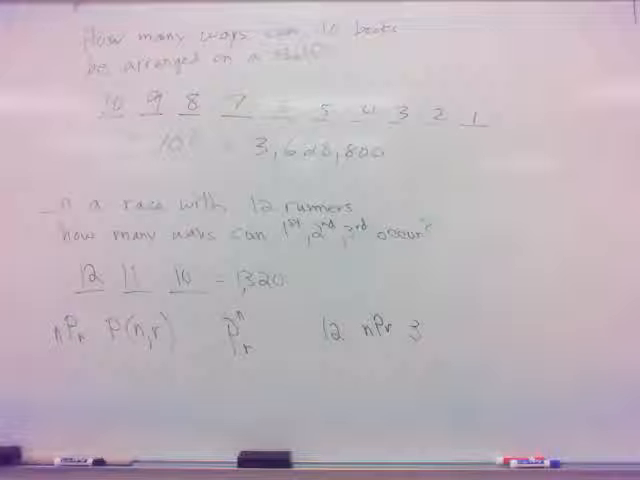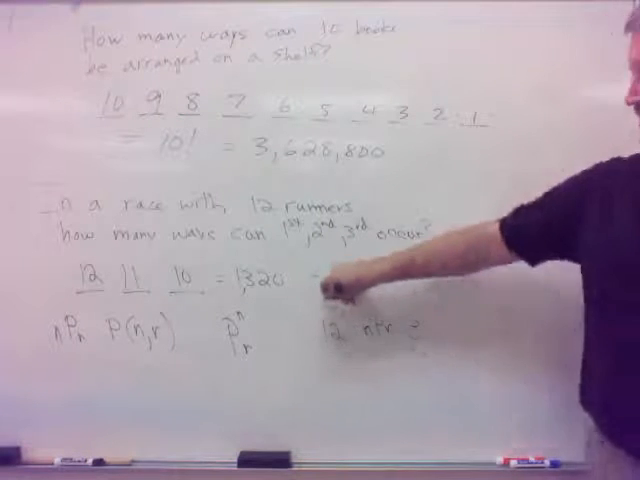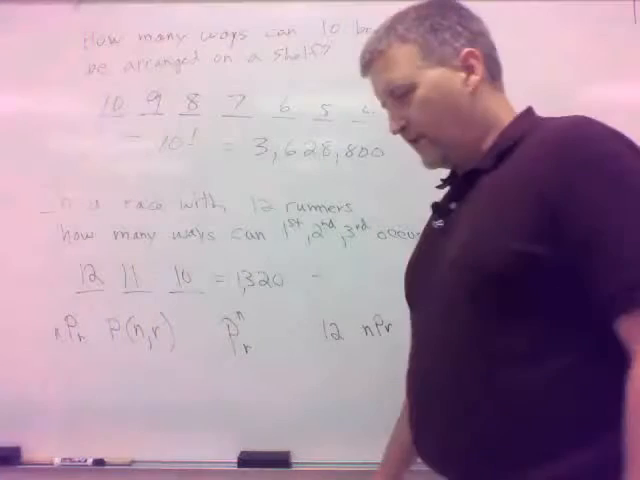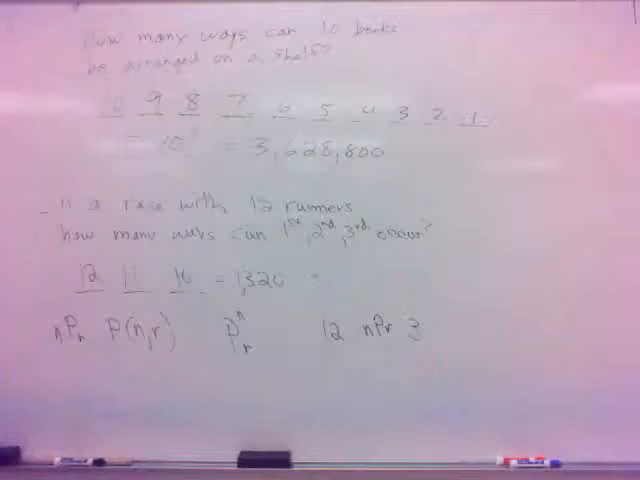You need to put in 12, then that button, then 3, and Enter. Okay? You should get 1320. This is what's called permutation.